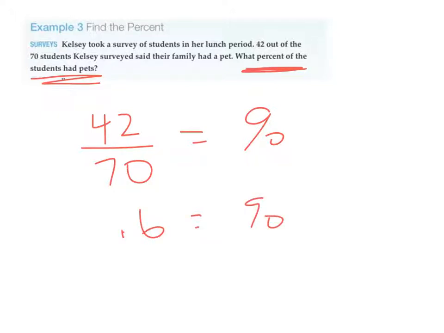Well, to find percent, that means over 100, and all we have to do is multiply to solve. This is n that we don't know, and we multiply 0.6 by 100 and we get 60%. So our answer is 60%.